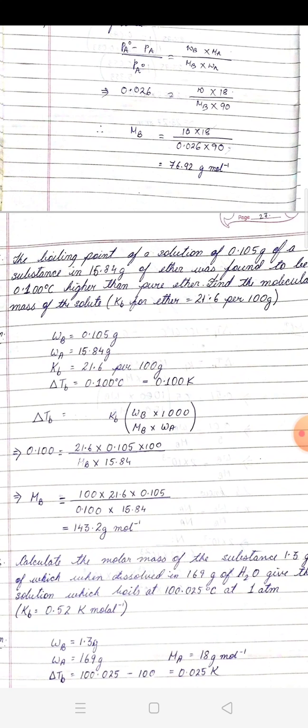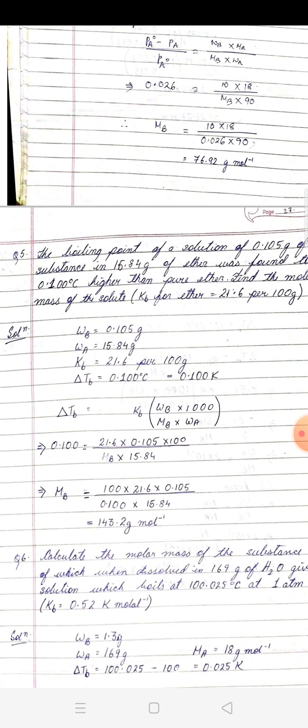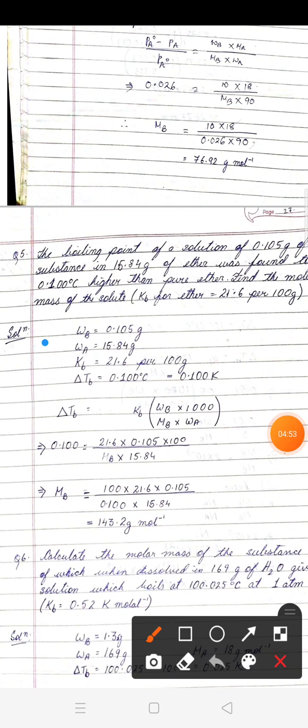So here you see Wb is given. How much is Wb? Wb is given in the question, 0.105 grams. How much is the mass of solvent? 15.84 grams. So WA is 15.84 grams.